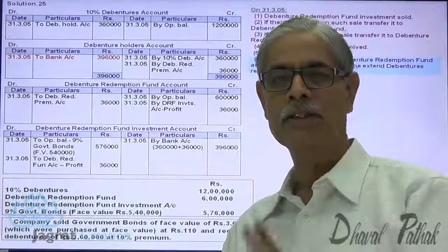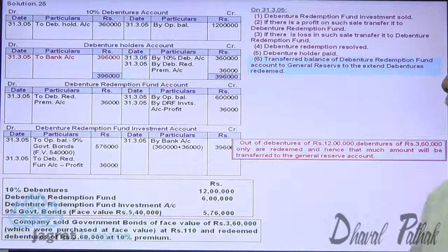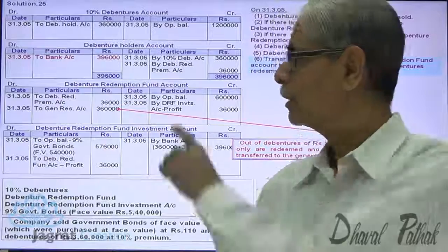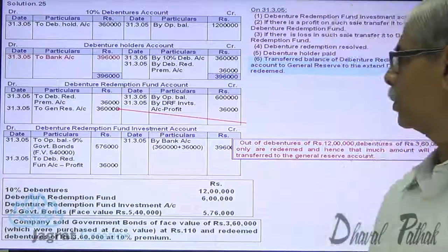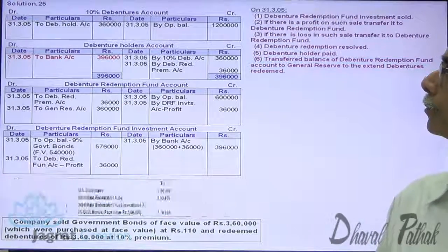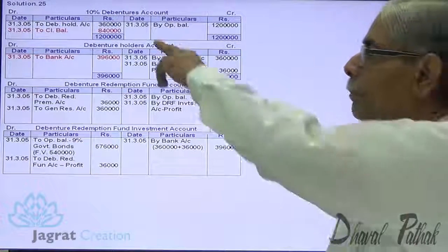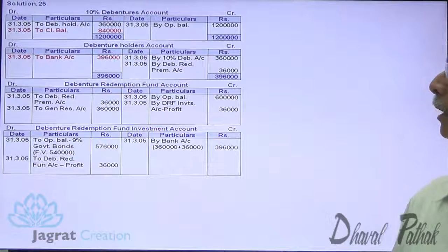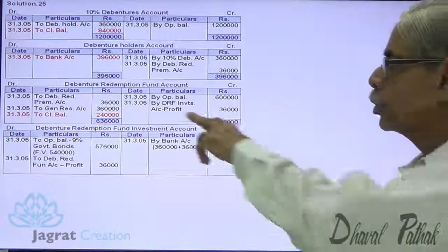So the extent of 3,60,000 must be transferred to general reserve from debenture redemption fund account. So debenture redemption fund account debit 3,60,000 to general reserve account credit 3,60,000. This means that this redemption has occurred out of profit. That's the implication. Now let me strike the balance. 12 lakhs minus 3,60,000, the balance yet to be paid in future is 8,40,000. This account is closed. Let me strike the balance of debenture redemption fund account. This is the closing balance.